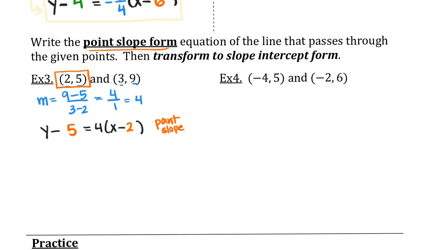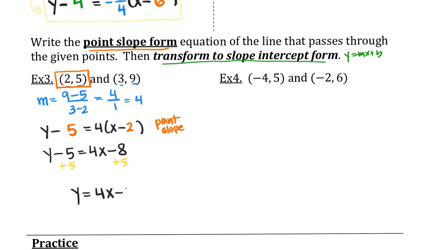Now they want me to transform to slope intercept form. So I need to turn it into y equals mx plus b. So I'm going to go ahead and finish this equation. I have to distribute. So y minus 5 equals 4x minus 8, almost done. And then to get the y by itself, I'm going to add the 5 over. Minus 8 plus 5, -3.